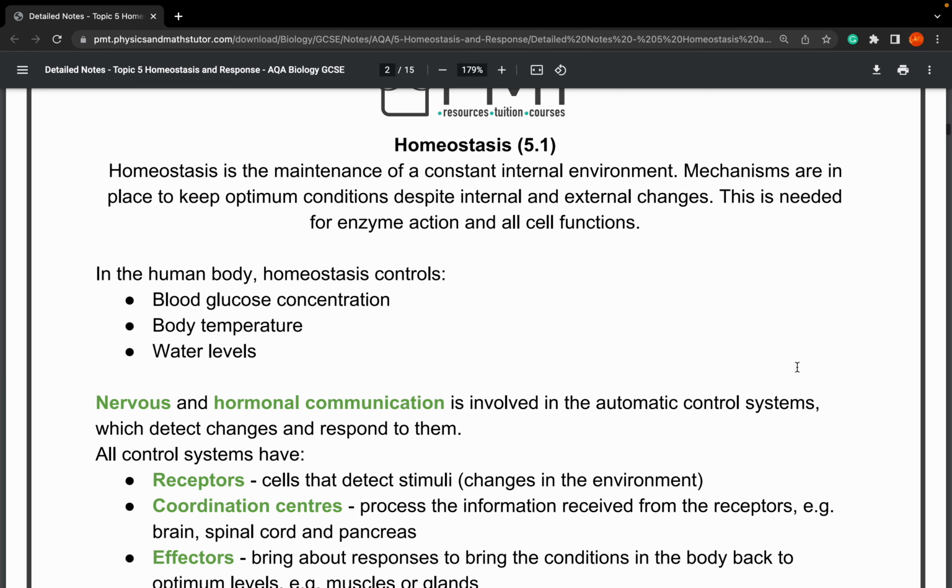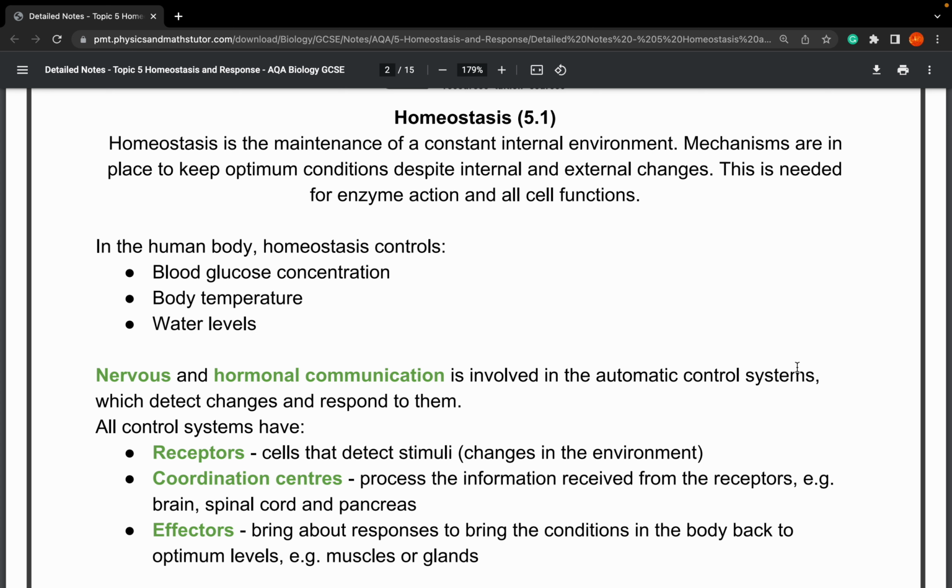So, what is homeostasis? Homeostasis is the maintenance of a constant internal environment. A plant or animal, including man or woman, has an internal environment and an external environment. Unfortunately, we can't control the external environment. If it rains, it will rain. If it's sunny, it will be sunny. But the internal environment we can control and maintain in a constant manner. That is known as homeostasis.